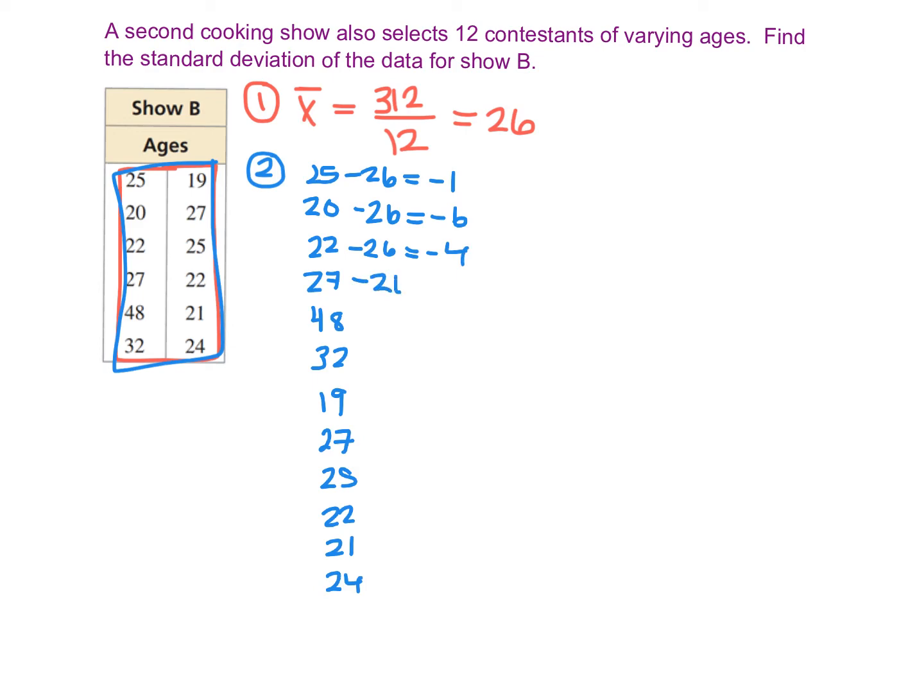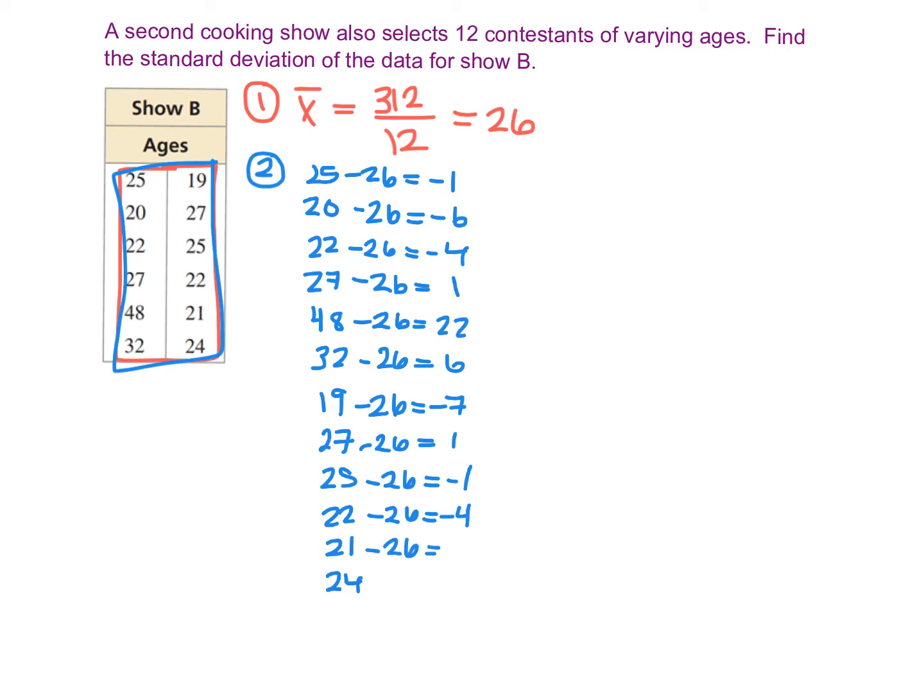-4, 1, 22, 6, -7, 1, -1, -4, -5, and a -2. Then from here, our third step is to square all of these deviations.